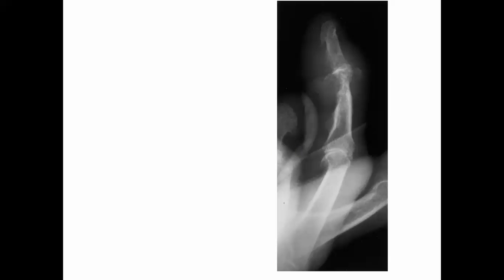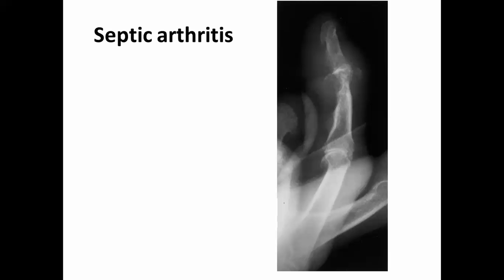This one again is showing destruction of the bones around the joint. Fragments are seen anterior and posterior with periarticular soft tissue swelling. This is septic arthritis.